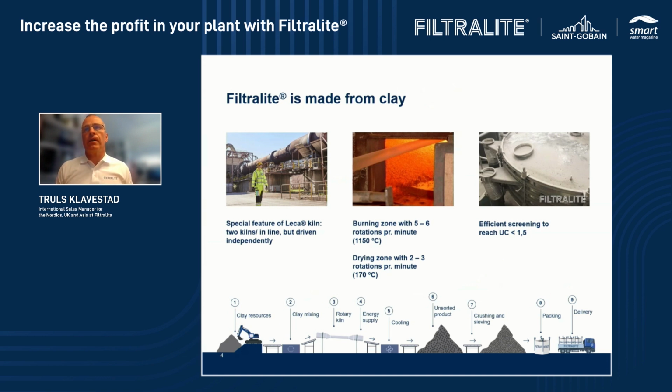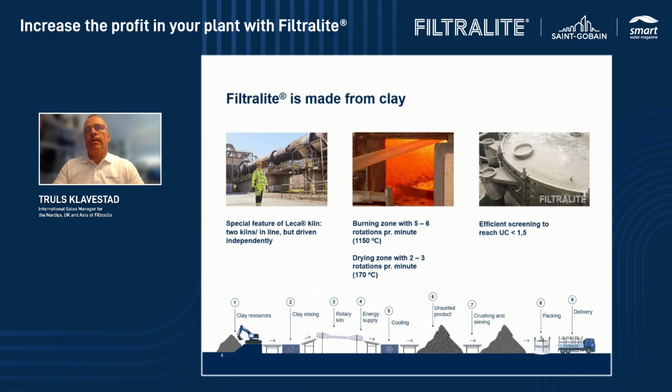So we have three different densities: high density, medium density, and low density. Since we can control the density in our production plant, it also makes us able to make combinations of products together. So we can use normal density, which we call low density, together with high density, to build a dual media filter with a lower density in the bottom and a higher density on the top.